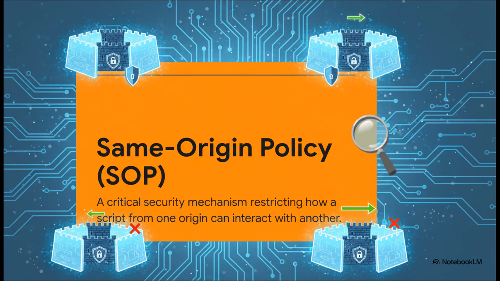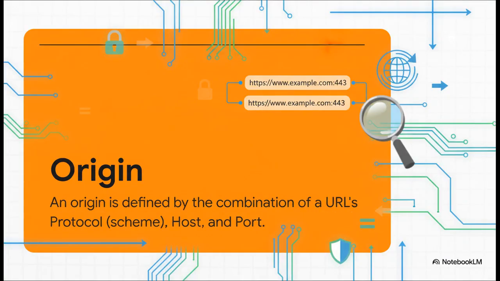It's like a high, invisible wall around each website, and it's there to stop a script on one site from, say, reaching over and reading sensitive data from another tab you have open, like your email or your online bank. So, what exactly is an origin in the browser's eyes? Well, it's an incredibly strict definition. It's not just the domain name. An origin is the combination of three things: the protocol, so HTTP versus HTTPS, the host, and the port number. If even one of those three things doesn't match exactly, the browser considers it a totally different origin.